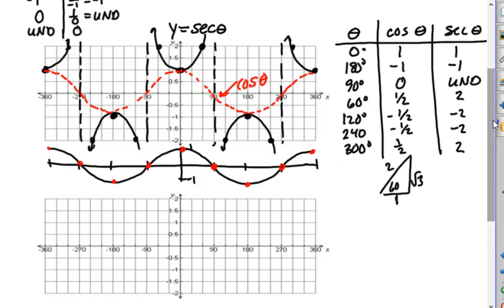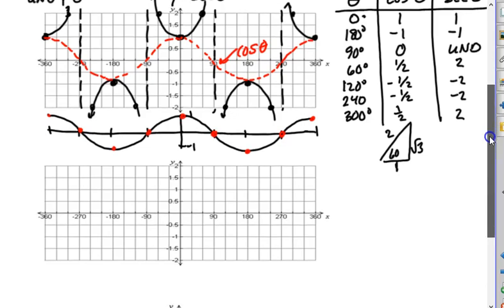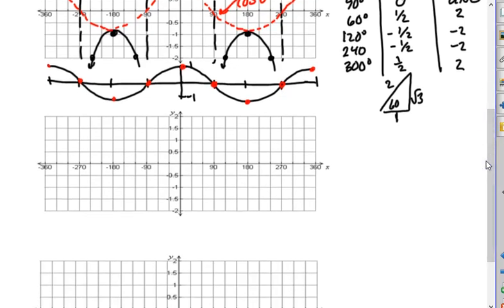The sine is very similar. So if we look at the sine graph, I'm going to draw a little sine graph underneath. So this is y equals, using the same color scheme here, y equals cosecant of theta. That is the reciprocal of sine. So this is y equals cosine theta here. I'm going to do y equals sine of theta here.